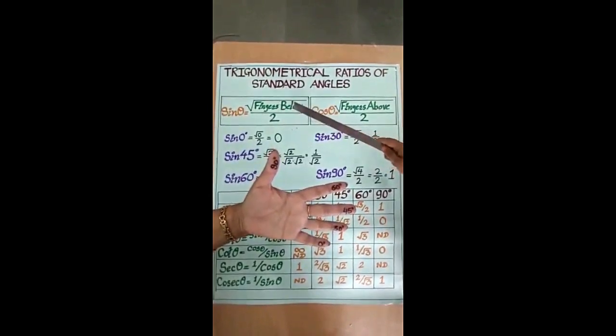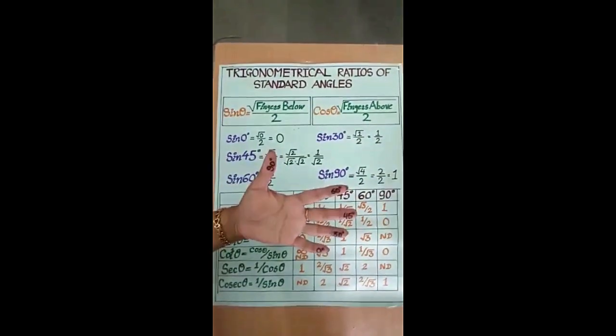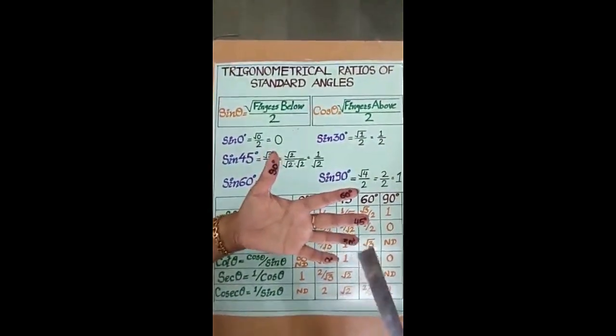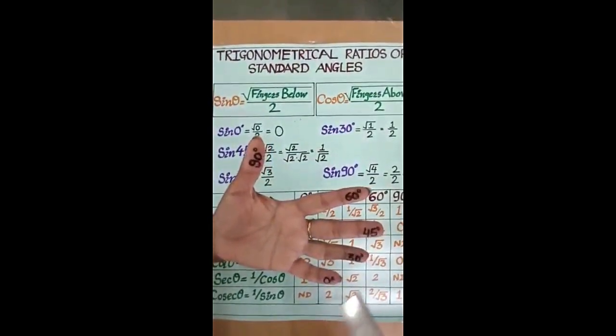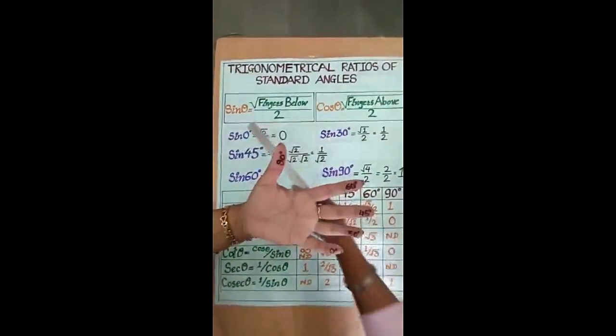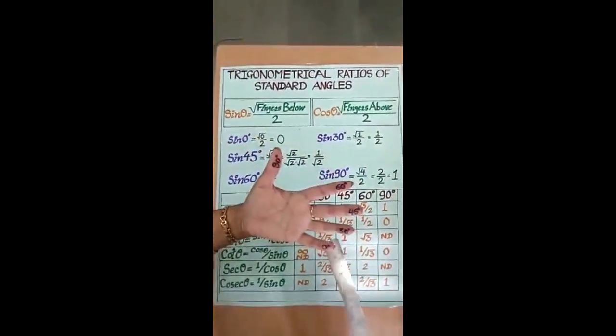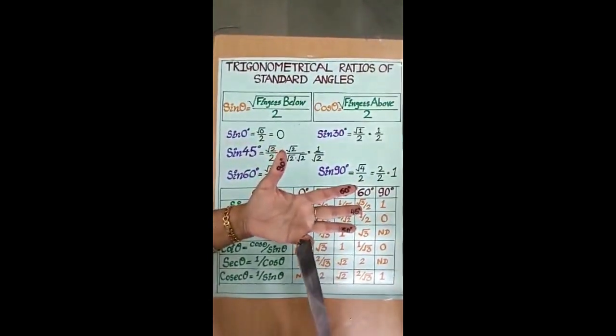Now what is that fingers below? How will we apply that? There are five standard angles: 0 degree, 30 degree, 45 degree, 60 degree and 90 degree. These are the standard five angles. Now, how to remember sin 0? If you need to find sin 0, what is its value?